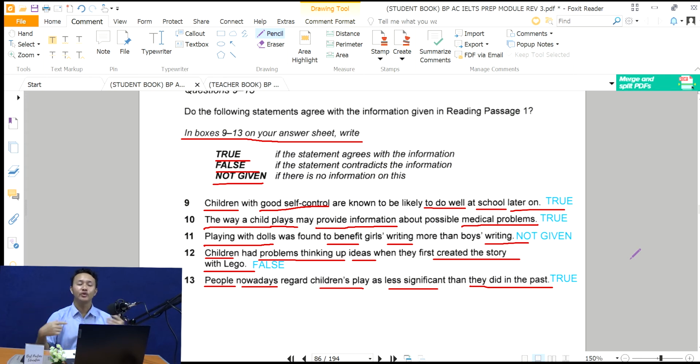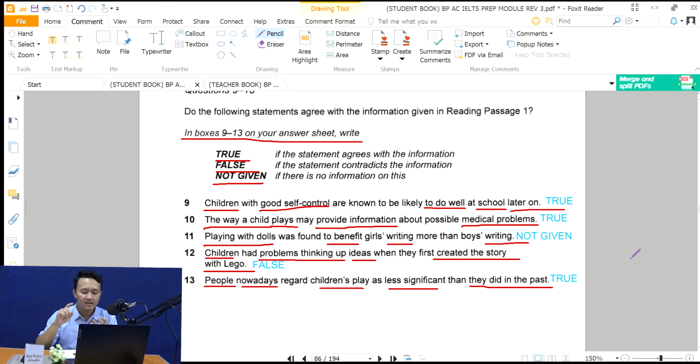Now, there you go. That's the way to do true, false, not given. Always remember, one, do not let your prior knowledge interfere with your answers, because what you need to do is find the answers and then cross-check. Is the answer there or not? If it's there, then you need to clarify: is it the same? Is it the information that you need to find, or is it the information that you need to find but with a little bit of difference, which means it's going to be false.